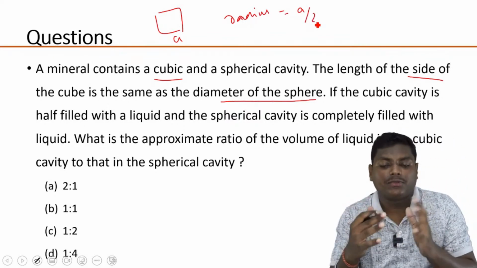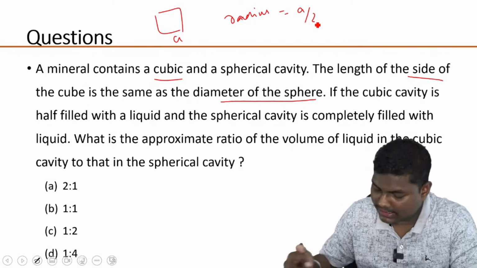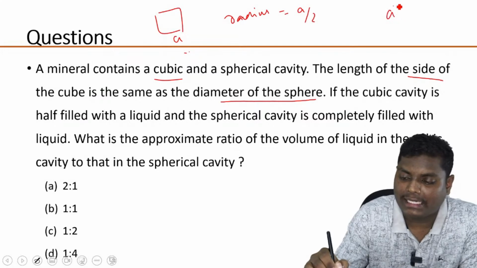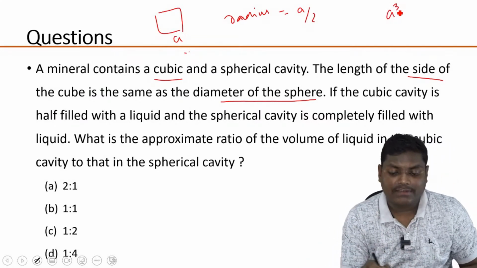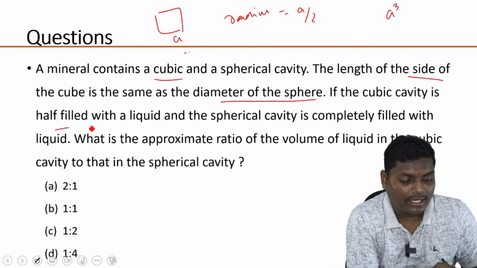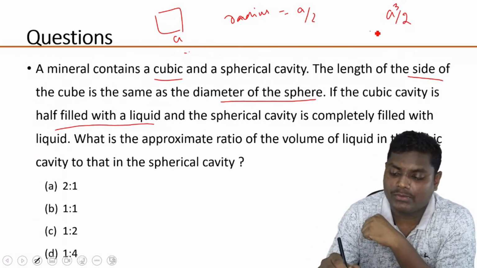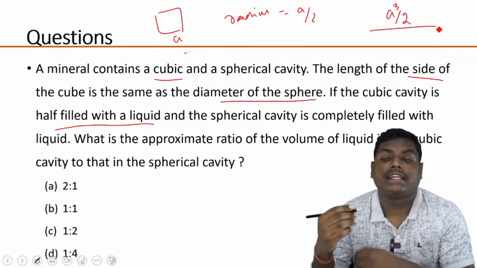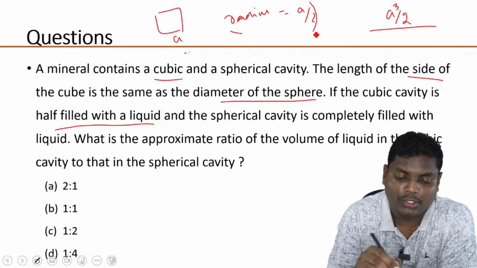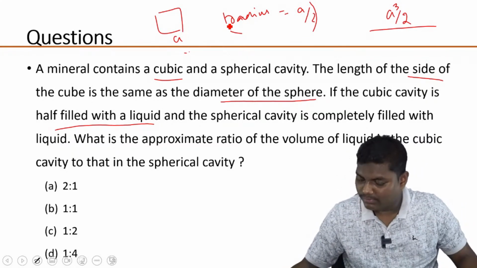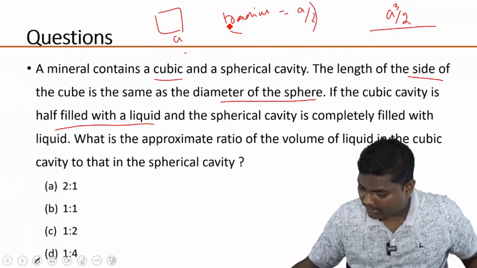The next thing you need to find is the volume. So for the cube, we'll be getting a cube. But in the question, it is given that it is half filled with liquid. So basically, it is a cube by 2. Similarly, you need to find the volume of the sphere. Just plug into the formulas. I think you might have made some calculation errors. Okay.